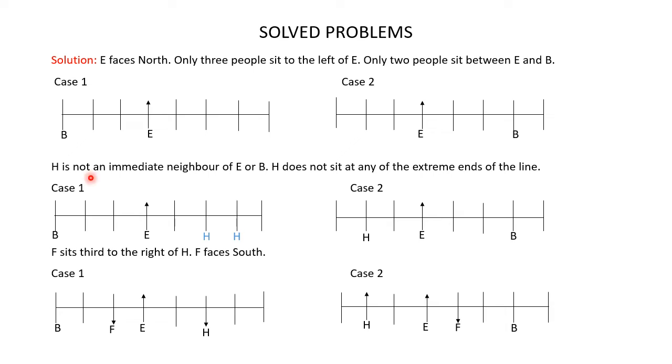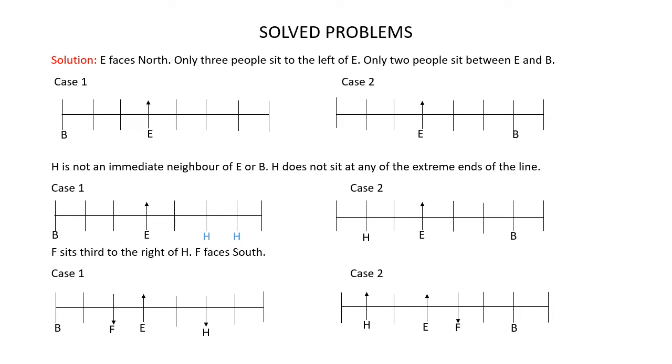Now it's given that H is not an immediate neighbor of E or B. H does not sit at any of the extreme ends of the line. So let's consider case 1. H is not an immediate neighbor of E or B. So H cannot sit here, H cannot sit here, H cannot sit here. Since H does not sit at the extreme ends of the line, H cannot sit here also. So the only positions remaining for H are this and this. So H can sit here or H can sit here.